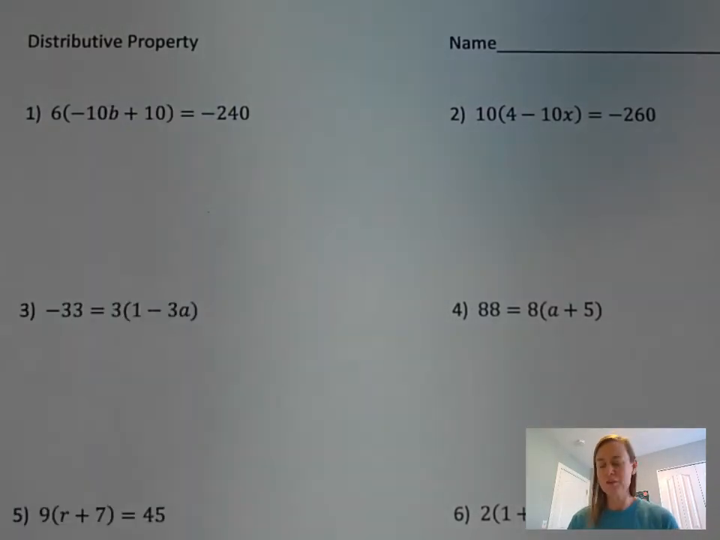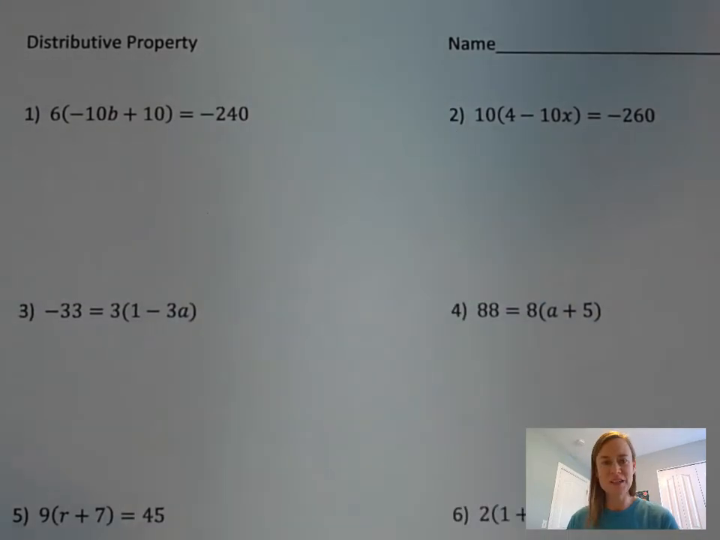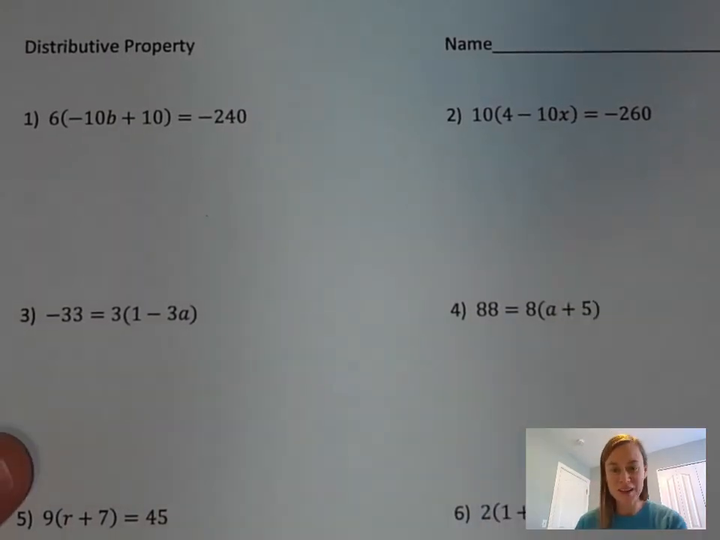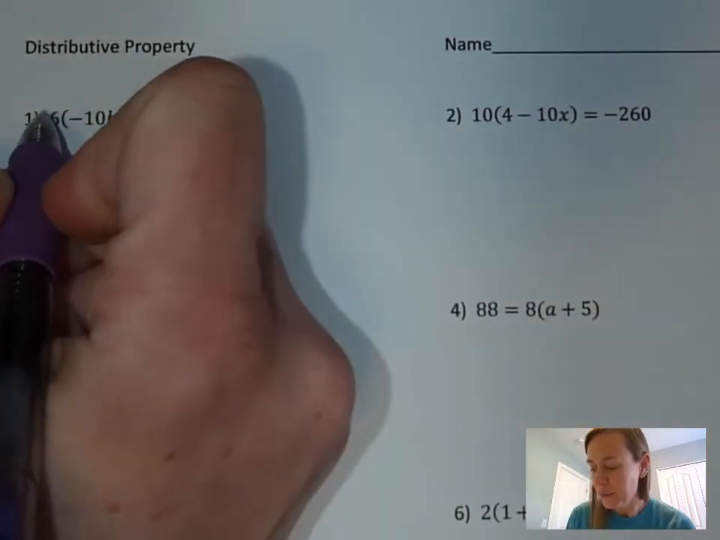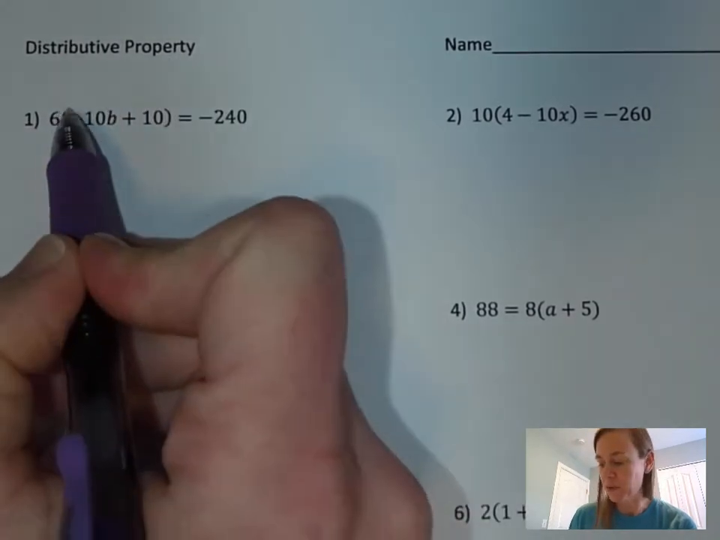Let's go ahead and walk through numbers 1 and 2 just to make sure you have a good idea how to do this. So, starting with number 1. The distributive property is what we do when there is a number out in front of some parentheses, like this.